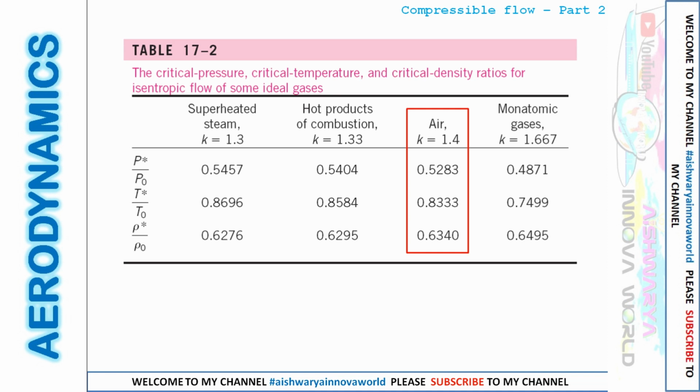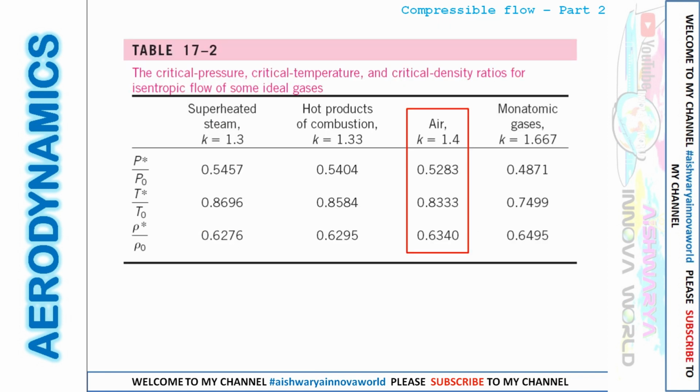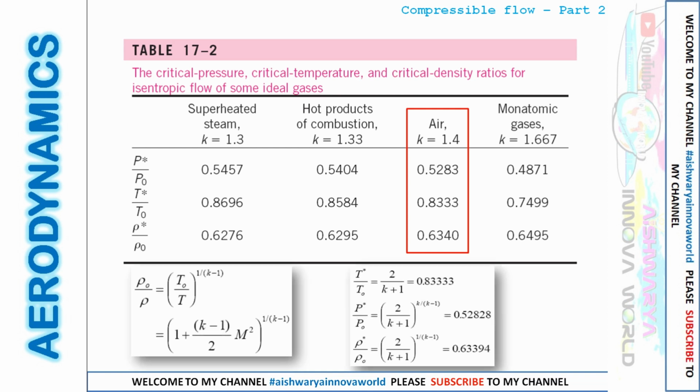First I am going to tell you this formula. From the previous slide you saw that the ratio T by T naught equals 1 plus (gamma minus 1) by 2 M square, inverted. So here comes the formula. When you substitute Mach number 1 and the corresponding K value into the formula, you get this result. For air you have to remember these values: P star by P naught gives 0.528, that is the critical pressure ratio, T star by T naught gives 0.833, and rho star by rho naught equals 0.634.